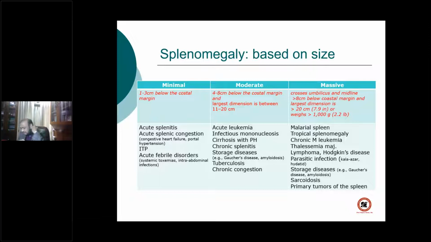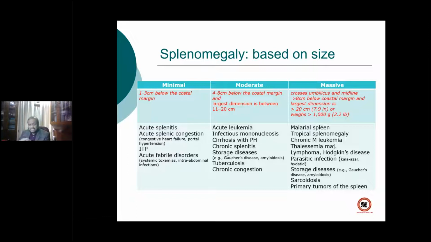Now, what do we mean by minimally? Minimally basically just means that you're 1 to 3 centimeters below the costal margin. It's just palpable, just palpable. And in these conditions, if you look at the long axis of the spleen, it is somewhere around 8 centimeters or less than 8 centimeters, right? When you talk about a moderate splenomegaly, you're talking about the same palpation below the costal margin to the extent of 4 to 8 centimeters, but it is still to the left of the midline. It does not cross the midline still.